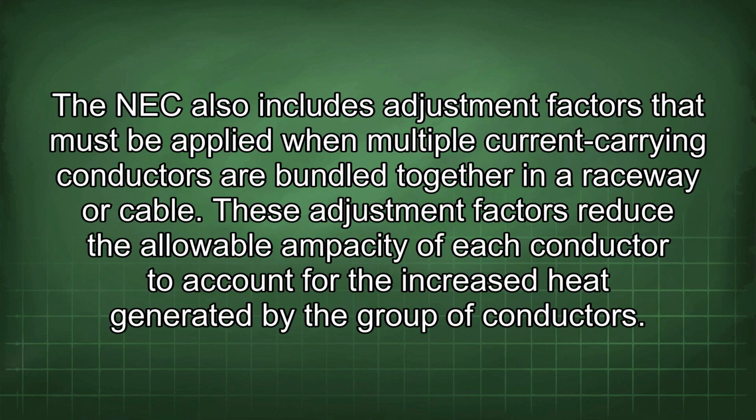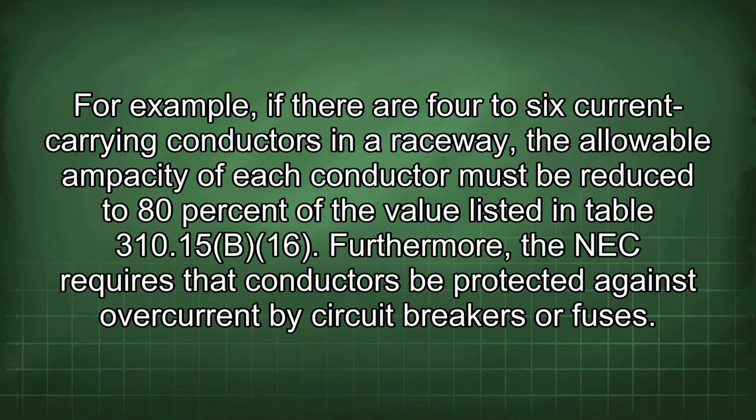The NEC also includes adjustment factors that must be applied when multiple current-carrying conductors are bundled together in a raceway or cable. These adjustment factors reduce the allowable ampacity of each conductor to account for the increased heat generated by the group of conductors. For example, if there are 4 to 6 current-carrying conductors in a raceway, the allowable ampacity of each conductor must be reduced to 80% of the value listed in Table 310.15(B)(16).